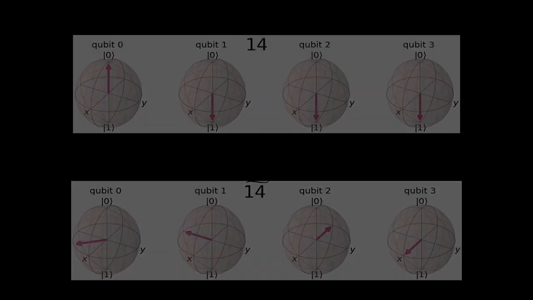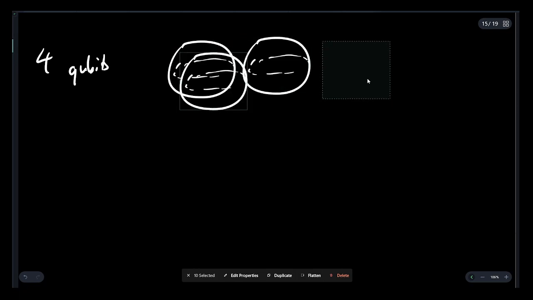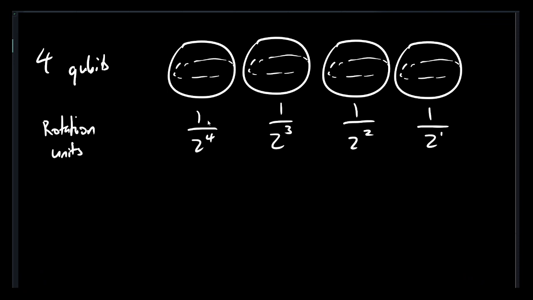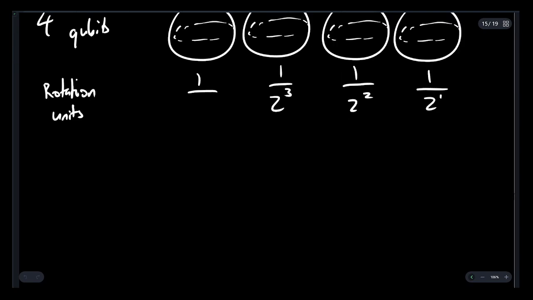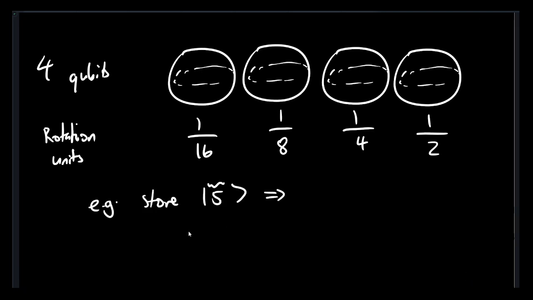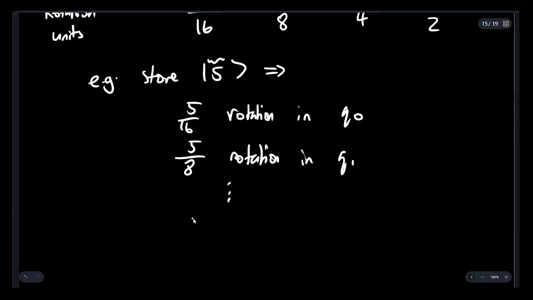In summary, what we have actually done is, through the Fourier transform, rather than store a number in the 0 or 1 state of a qubit, we have stored that number in the rotation of a state around the z-axis. The unit of rotation is determined by the number of qubits we have. Here, with 4 qubits, we rotate by first 1/16 turns, 1/8 turns, quarter turns, and finally half turns. If we wanted to store the number 5, for instance, we will take 5 each and rotate each qubit by 5/16, 5/8, and so on and so forth.